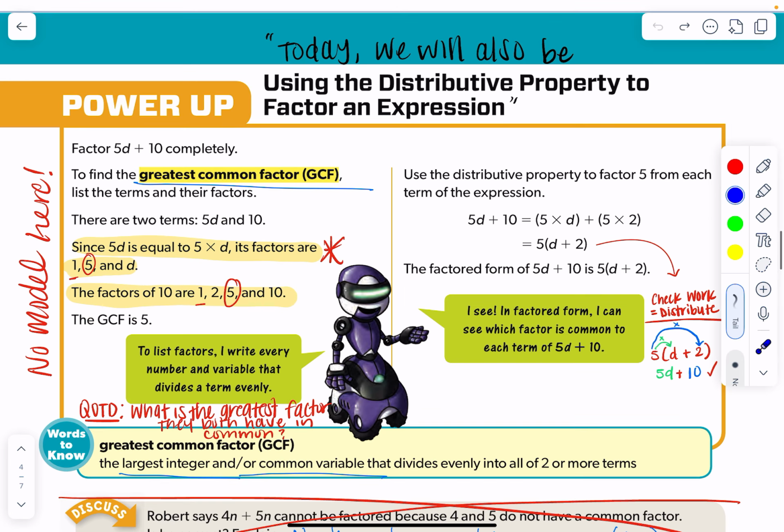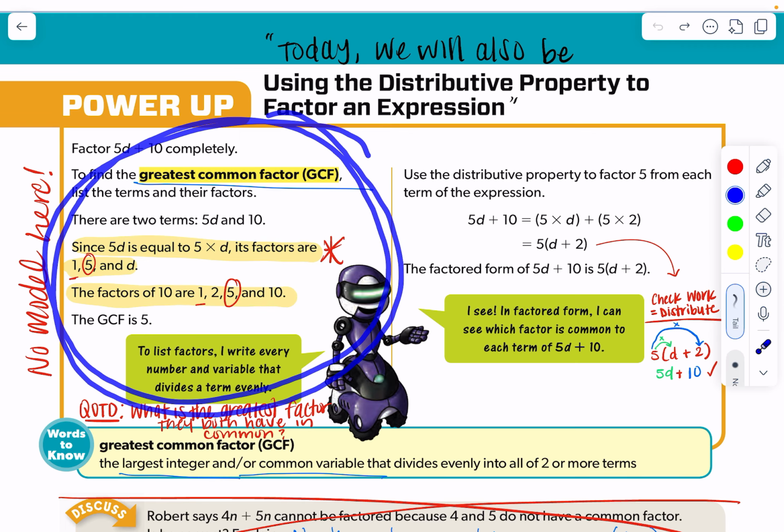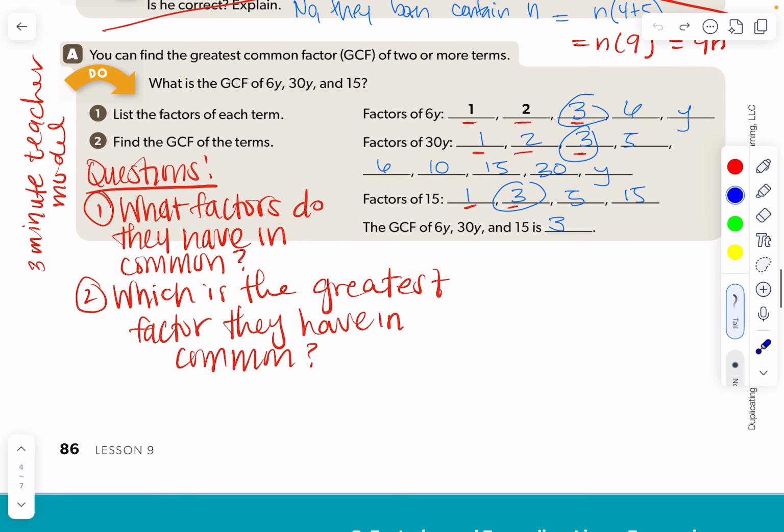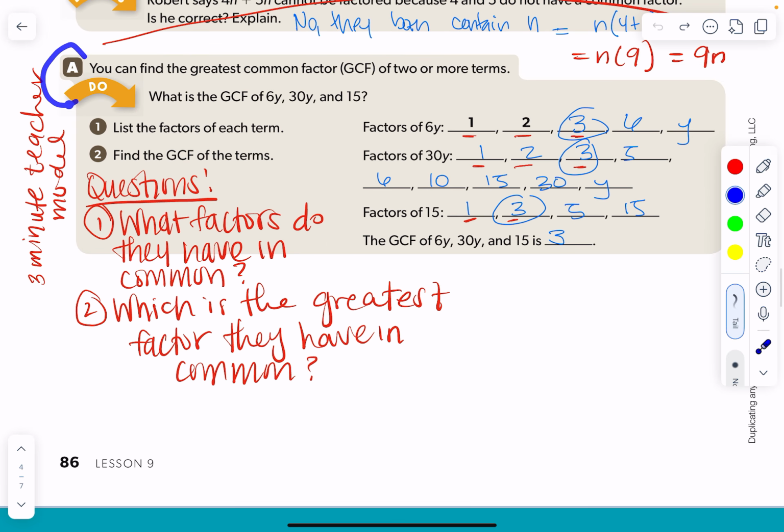Then we are going to jump into using the distributive property to factor an expression, but we are not going to spend time modeling this introduction for students. I think as the teacher, it's important for you to know that students will have to rely heavily on knowing how to use the greatest common factor in order to be able to distribute effectively. And so what you will model is question A for about 3 minutes.